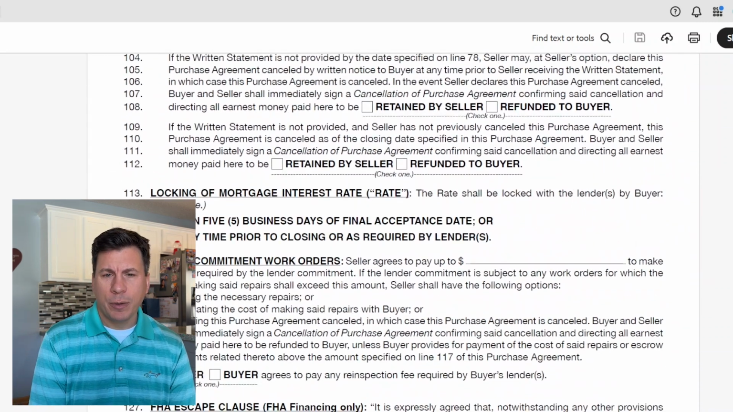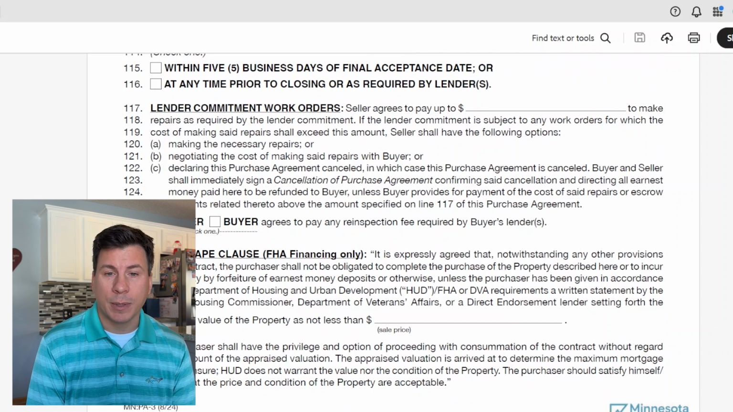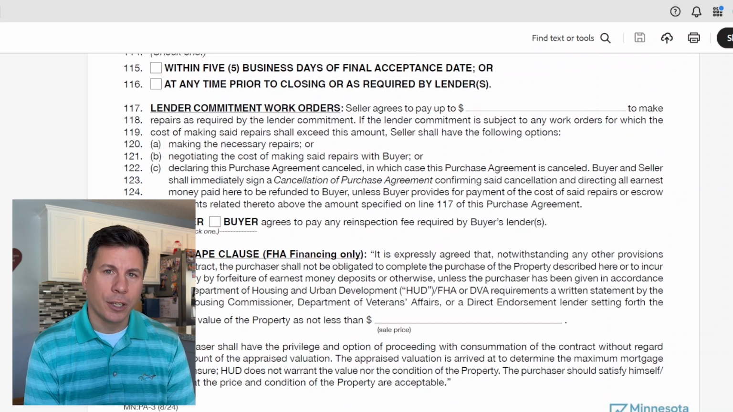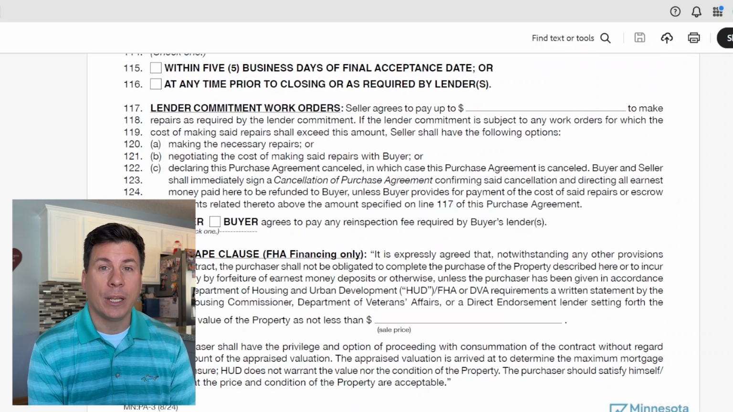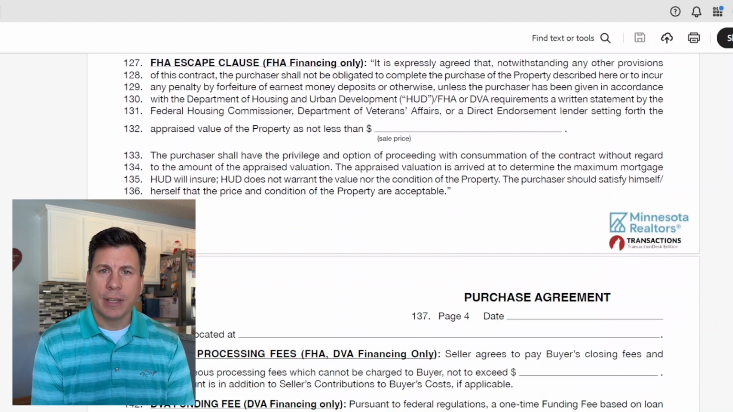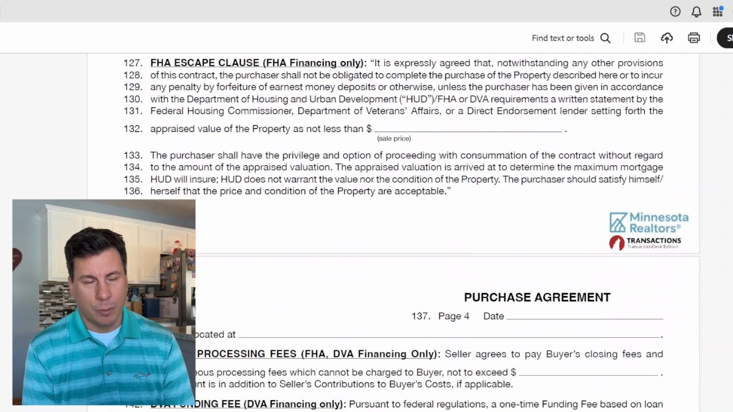There's a section here that talks about work orders. We don't see it very often, but if it is an FHA or a VA financed offer, sometimes there's work that needs to be done that the appraiser calls out, right? And so we decide here how much the seller is going to do before we renegotiate the purchase agreement. And then we have the escape clause. That's with FHA and VA financing. What that says is if the appraisal comes in, which is a third-party opinion of price, below the purchase price, then the buyer does not have to buy the home. We can renegotiate. They can bring more money to the table.